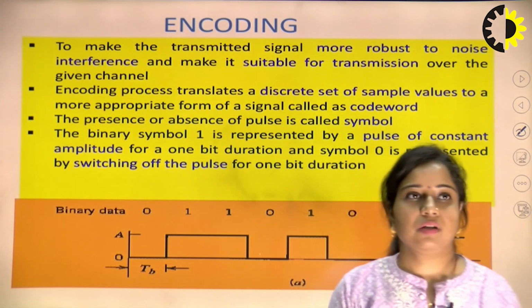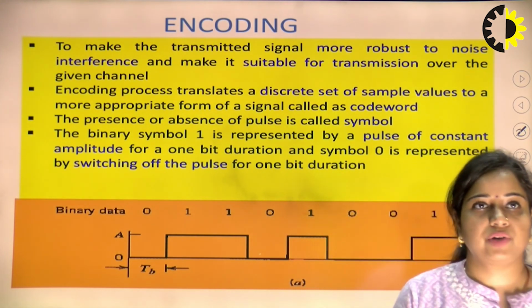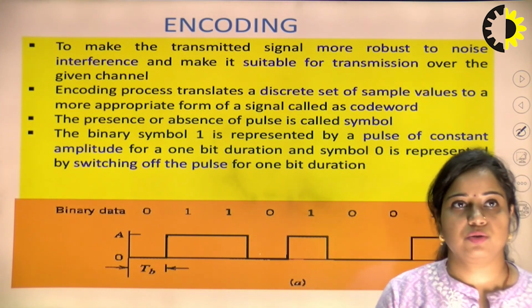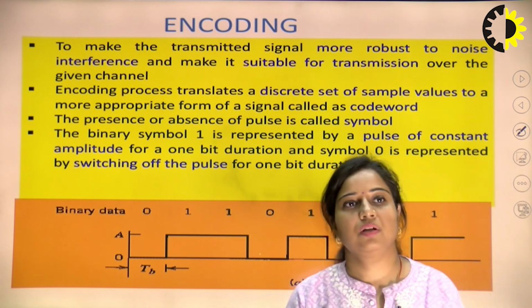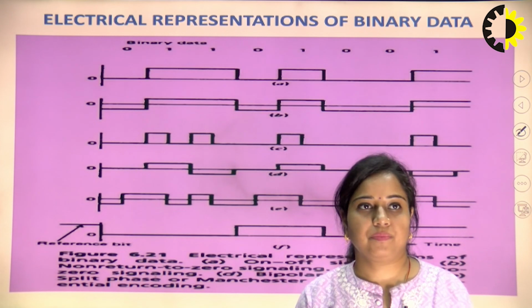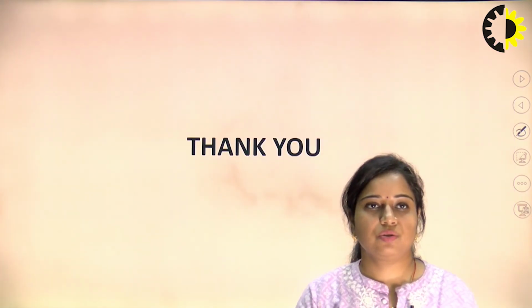Last one is the encoding. To make the transmitted signal more robust to noise, we are going to encode the signal using an n bit encoder. This is the electrical representation of the binary data. This is all about today's lecture.